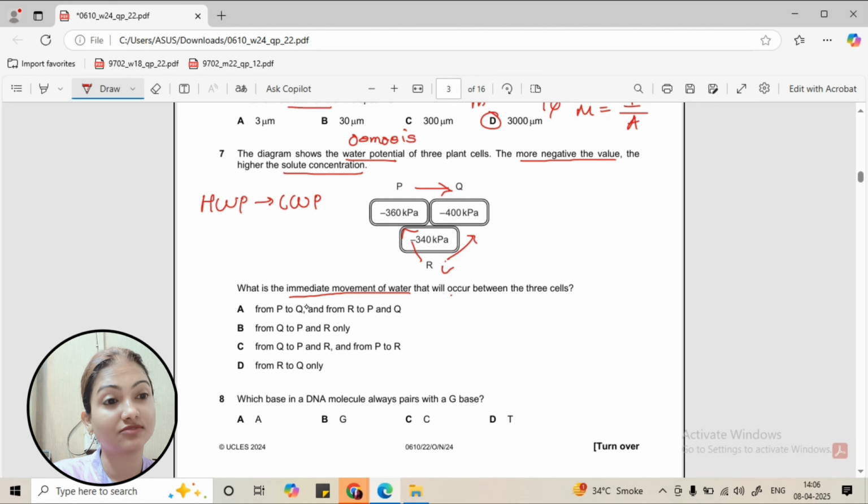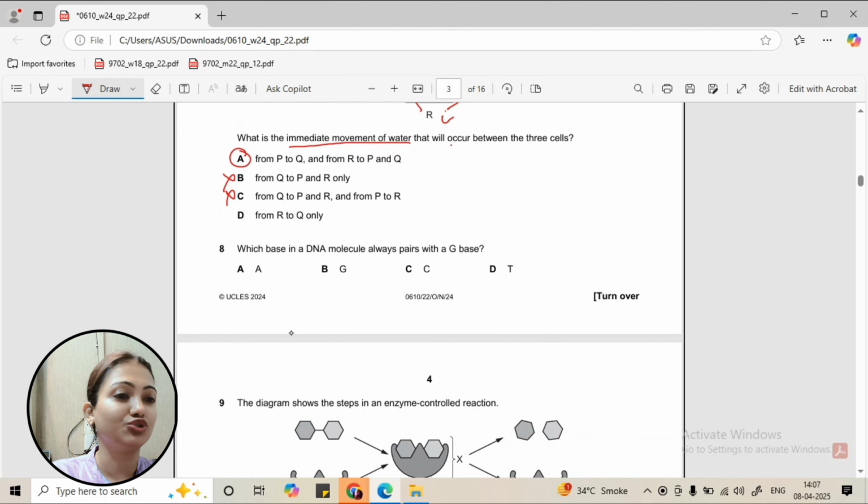Let's see which of the options suffice the correct answer. A, from P to Q, yes, and from R to P and then to Q, perfect. Q to P and R only. Q will not do the movement because it is at the higher water potential, so this option is not there. From Q to P, P to R, this is also not there. And from R to Q only, no. Because R is at the lowest, it will also give it to P. So the correct option is A. Because it is at the lowest, which means it has the higher water potential and it has a lower concentration. So it will move from R to P, then Q and P to Q.